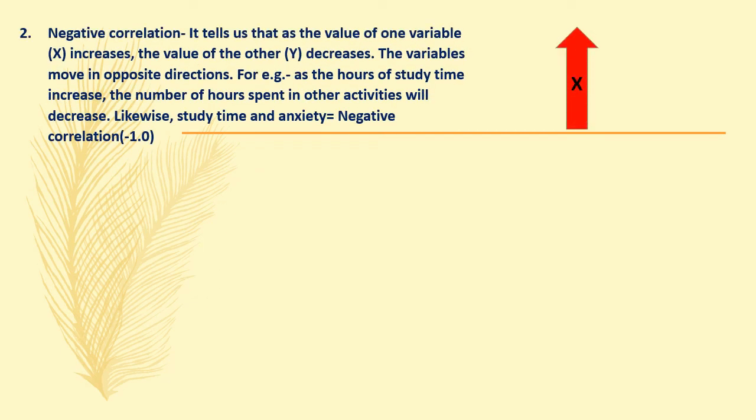Next, we have negative correlation. It tells us that as the value of one variable, x, increases, the value of the other, that is y, decreases. So the variables move in opposite directions here. For example, as the hours of study time increase, the number of hours spent in other activities will decrease. Likewise, study time and anxiety is a negative correlation, that is minus 1.0.